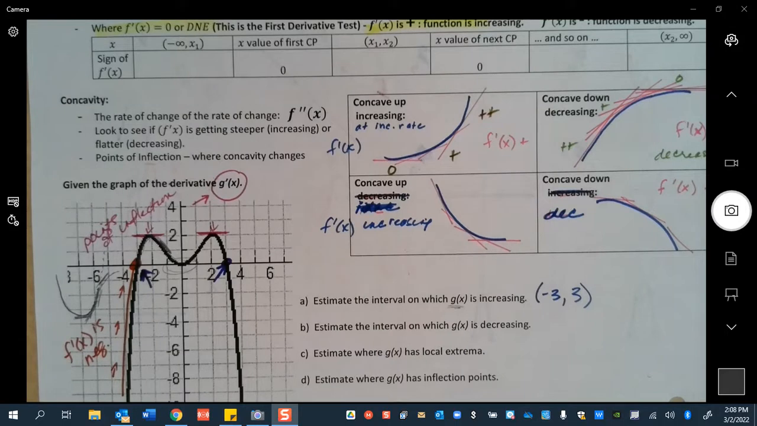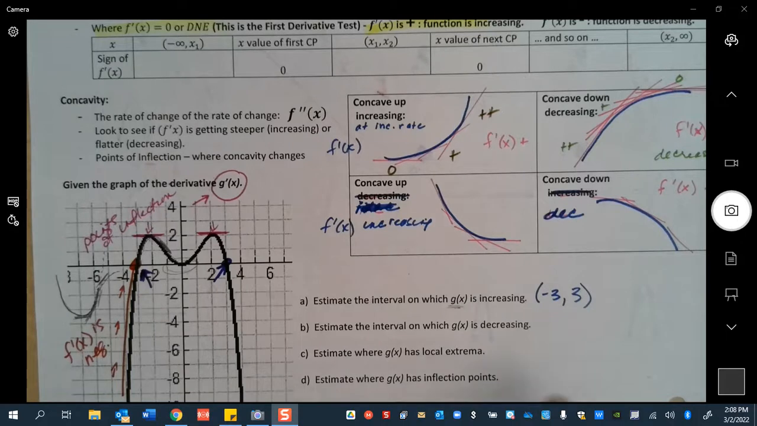Now, it's the same as with the bottle and the water. When you're pouring the water in the bottle, you could be increasing at a decreasing rate, you could be slowing down, you could be speeding up. But my original function is still increasing anytime that my derivative is positive.